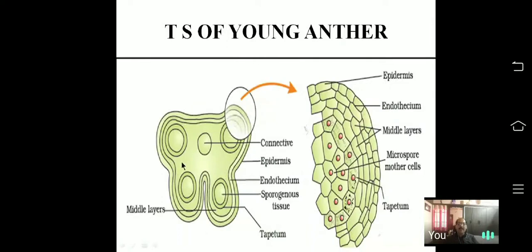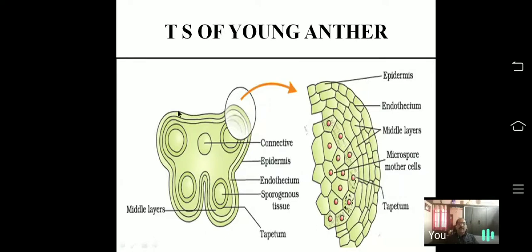A single anther that has two lobes is called a dithecous anther. Inside the anther there are four sacs. These sacs are called pollen sacs or microsporangia. Here there is a group of special tissue called the connective, through which the anther is connected to the filament.